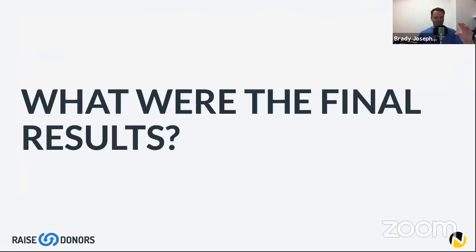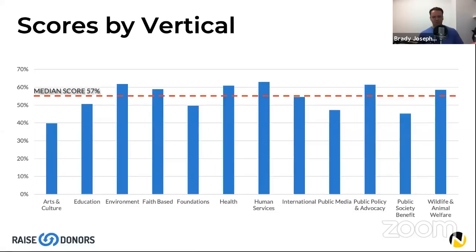So just sharing stats and information isn't the most useful. So here's just the high level stuff, and then we're going to get more into the tactical. But the median score across all organizations was 57%.